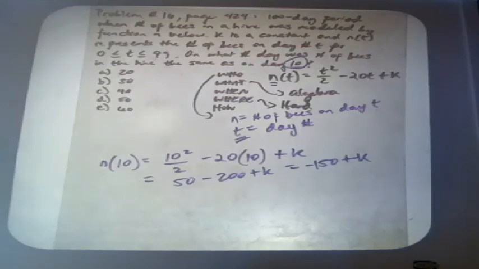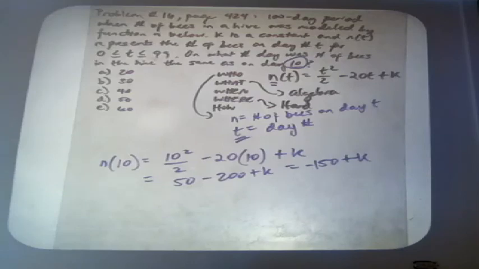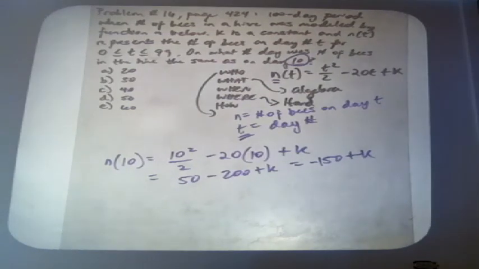We found the number of bees when t was 10. We found the number of bees on day number 10, but it's in terms of k, right? We still don't know this constant, and we're probably going to need to know it because we notice our answer choices don't have a k in them. Okay, so what can we do from here?